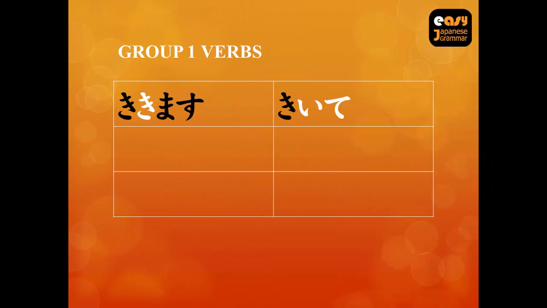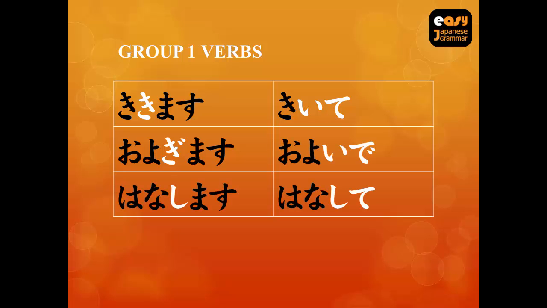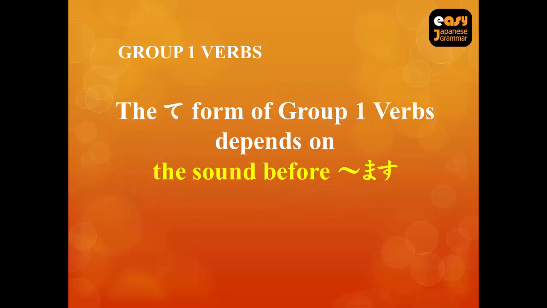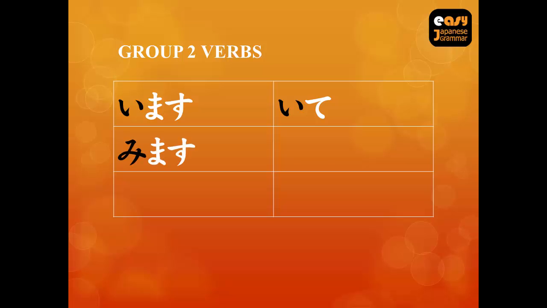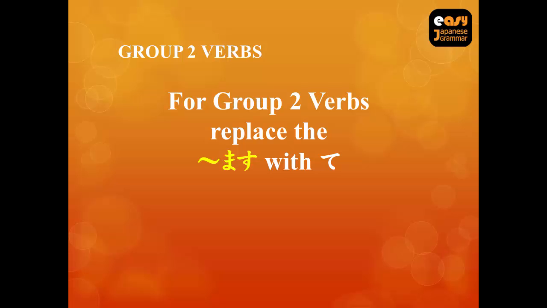聞きます。聞いて。泳ぎます。泳いで。話します。話して。 So verbs with a ki before must go to いて、 gi before must go to, いで、 and shi before must goes to. して。 So those are the 5 endings for our group 1 verbs, and which one to choose depends on the sound before must. Let's move on and have a look at our group 2 verbs. います。いて。見ます。見て。食べます。食べて。 Very straightforward here. Simply remove the must and replace that with our simple te.